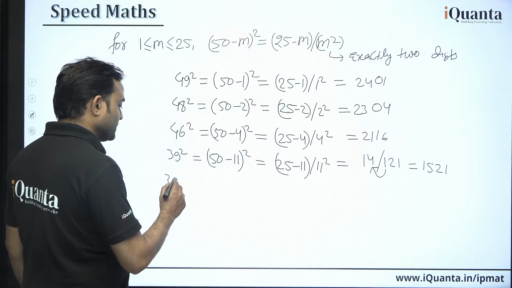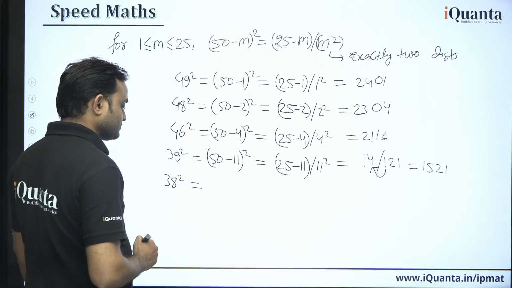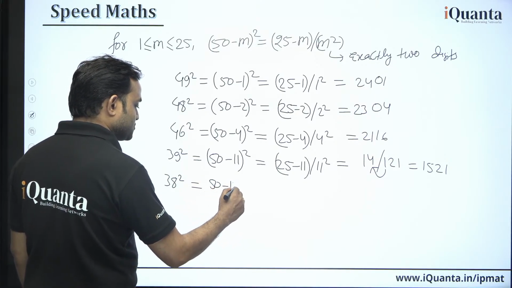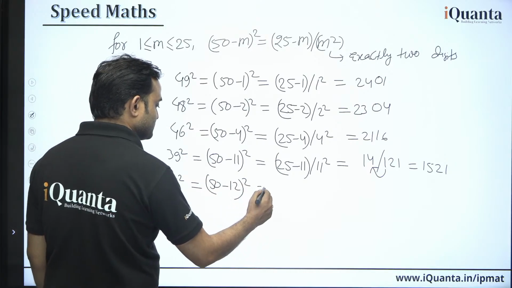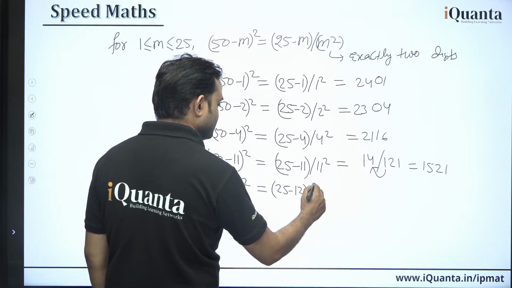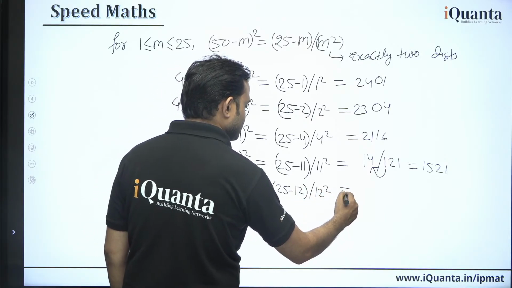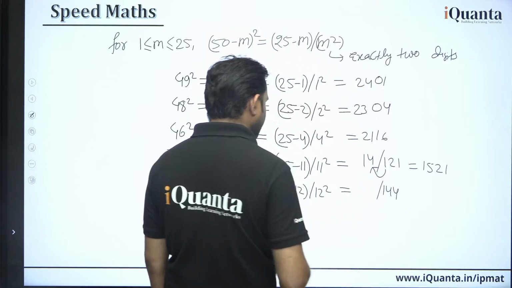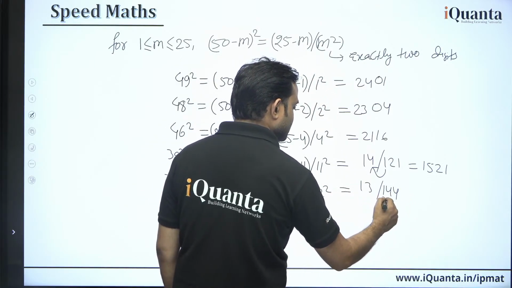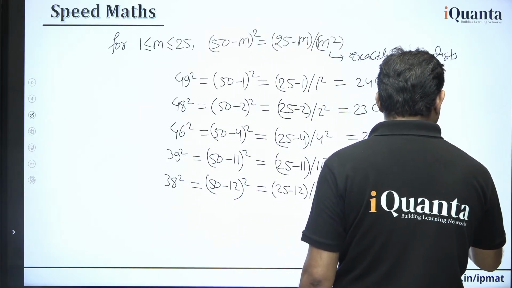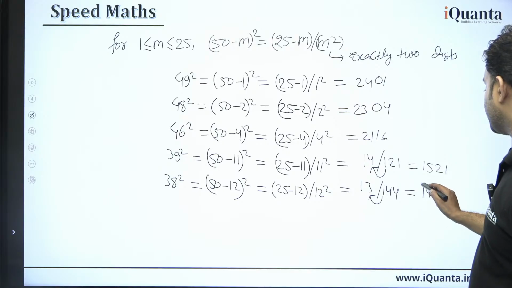What will be 38 square? So this will be 50 minus 12 square. So we write 25 minus 12 square. 12 square is 144. 25 minus 12 is 13. This one will come here. This will be 1444. Now this is a very interesting number.